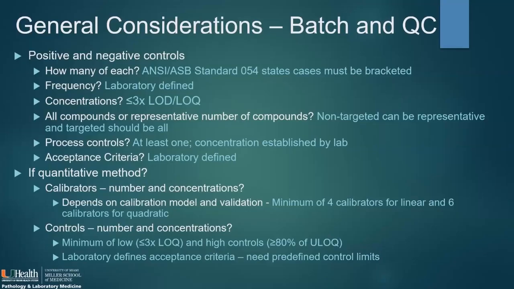The low should be no more than 3 times greater than the LOQ, and the high control should be no less than 80% of the upper limit of quantitation. And once again, the laboratory defines the acceptance criteria. You just need to have predefined control limits for quantitative assays.